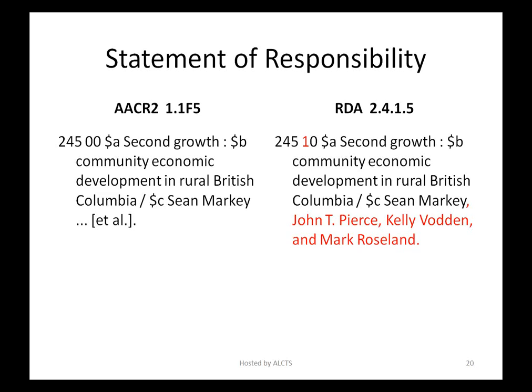And the rule of three, I'm sure you all know this by now, the rule of three has gone away. In AACR2, of course, if we had four or more persons or entities of any kind named in a statement of responsibility, we were told to only record the first one and follow that by the mark of omission and then in square brackets et al. So you see the result of that on the left-hand side.